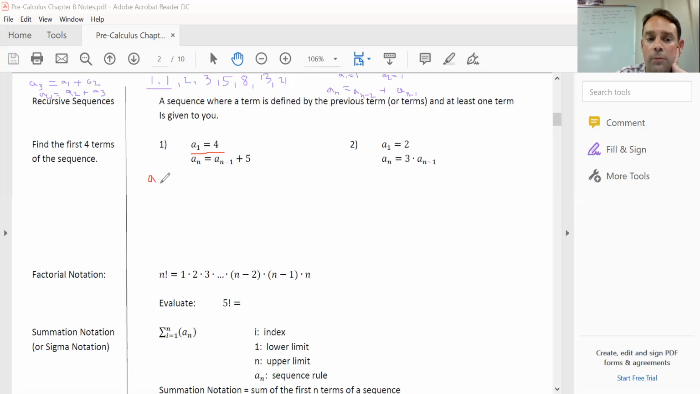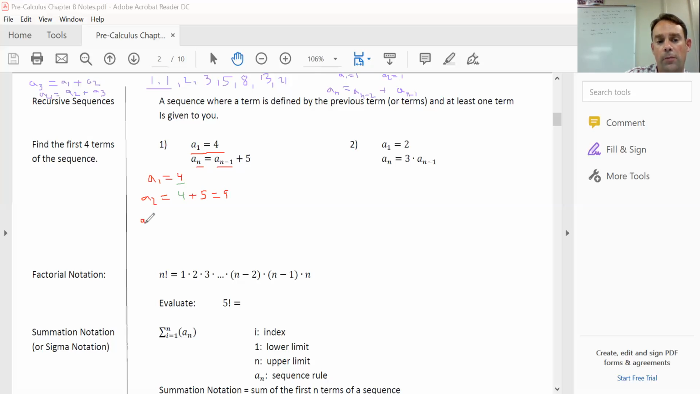So this is our arithmetic sequence we looked at before. Let's see how it would look in recursive. So if I want the next one, a sub 2, this rule says if you want the next one, you have to take the one before it. So the term value before it is 4. And then you're going to add 5 to it. And you get 9.